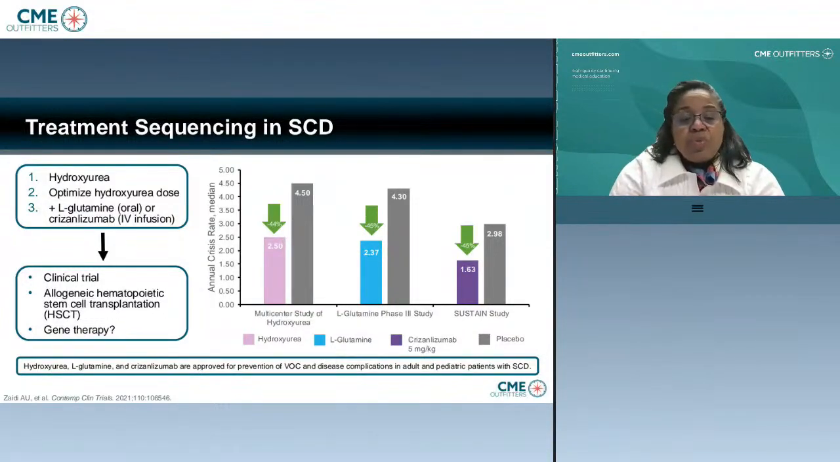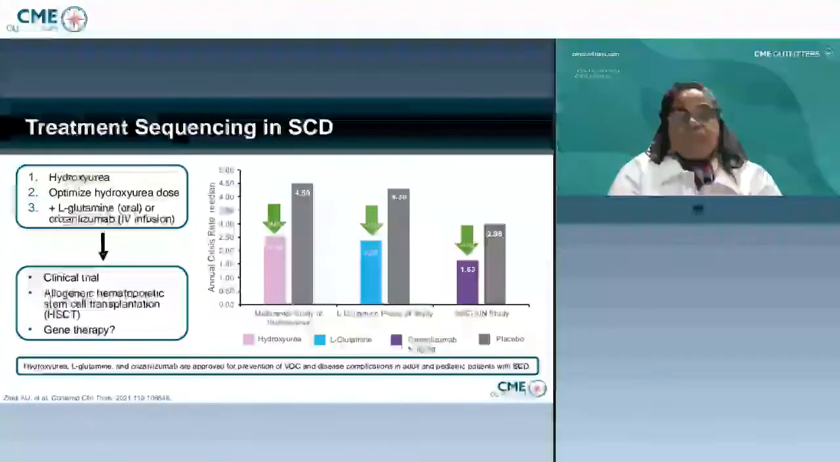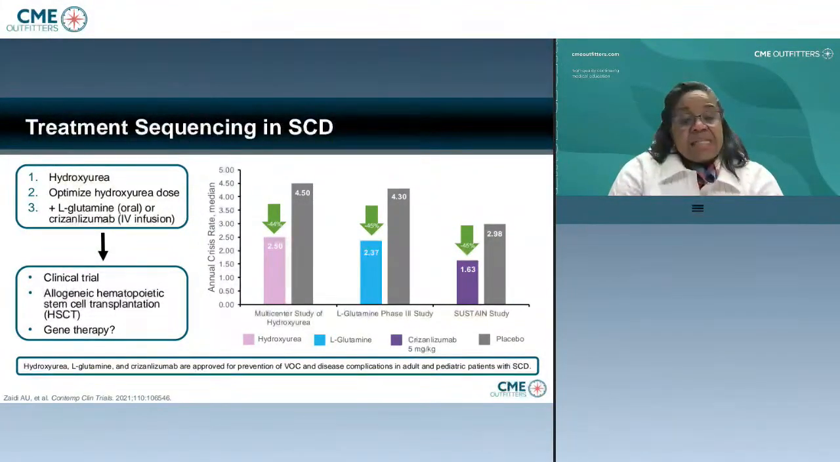Or we discuss with the patient, and this should be done sooner than early, the availability of allogeneic hematopoietic stem cell transplant. We'll talk next about some of the challenges with these interventions and medications, but that's usually the sequencing of treatment that we do.